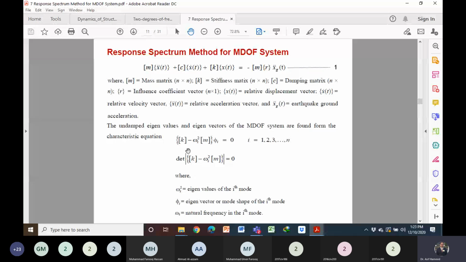We can find out the determinant of K minus omega n square mass matrix, and we can perform the modal analysis. Modal analysis is actually where you calculate the omega values and the corresponding modal vectors. We can calculate the eigenvalues and eigenvectors. Okay?